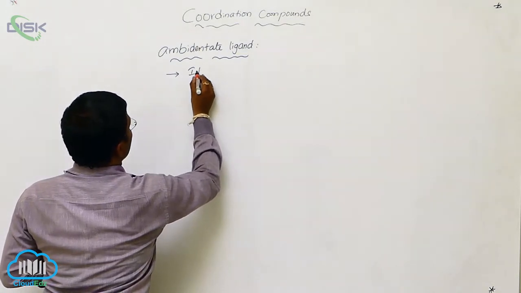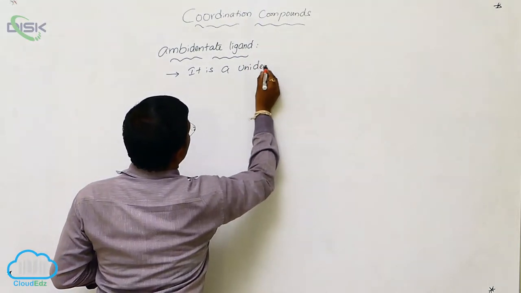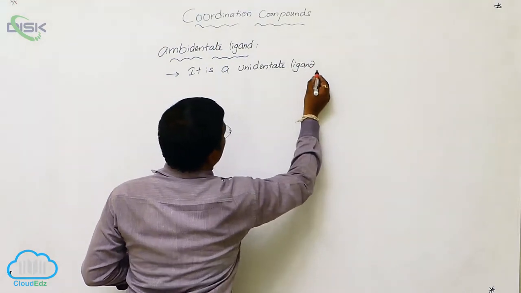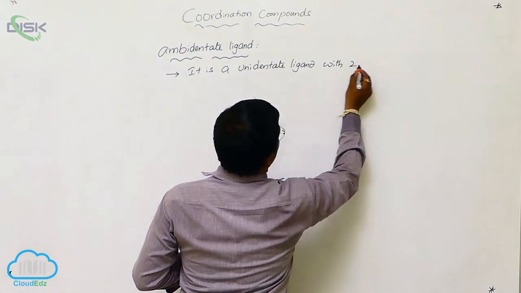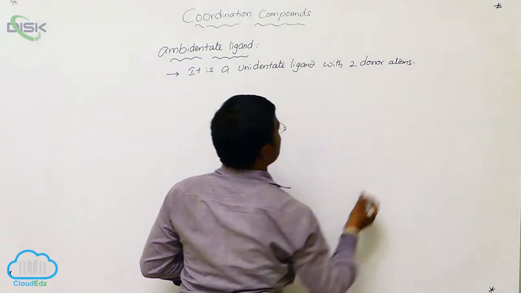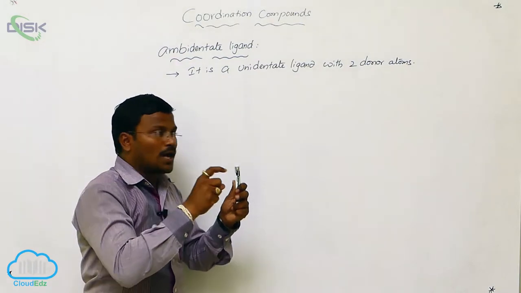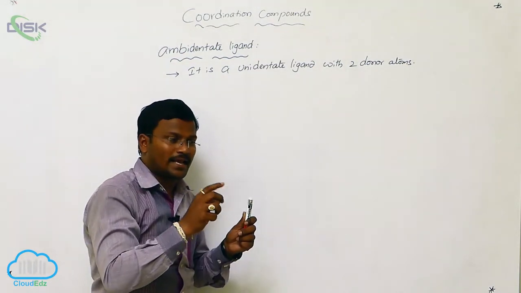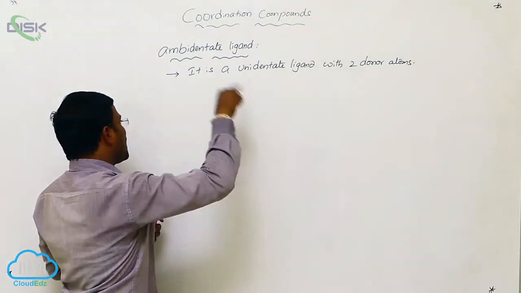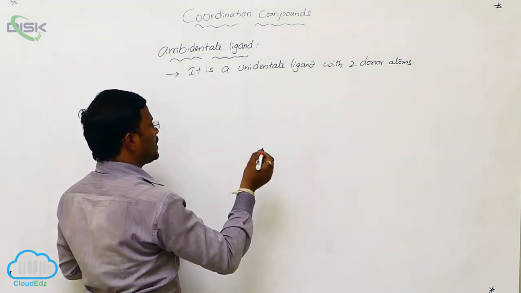It is a unidentate ligand with two donor atoms. What is this? It is a unidentate ligand. That means the two donor atoms present in this unidentate ligand never donate their non-bonding pair of electrons at a time. So two donor atoms are present in the given unidentate ligand, but only one can donate a non-bonding pair of electrons.